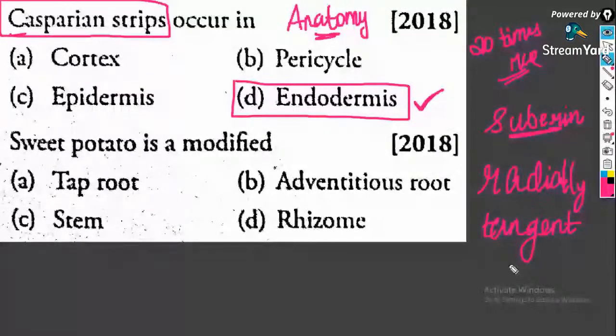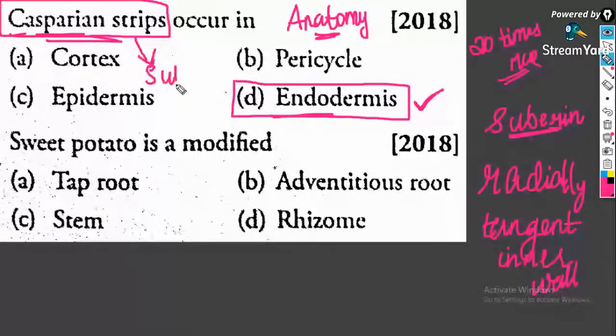At the inner wall. So all these points you have to understand. Casparian strips occur in endodermis, and these Casparian strips are rich in suberin. It is one of the substances present in its wall.